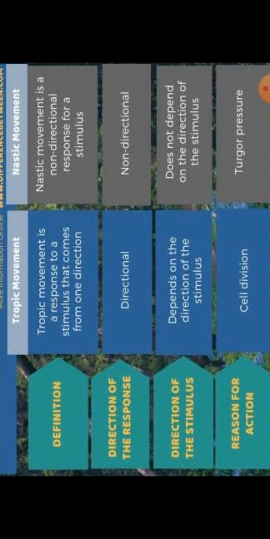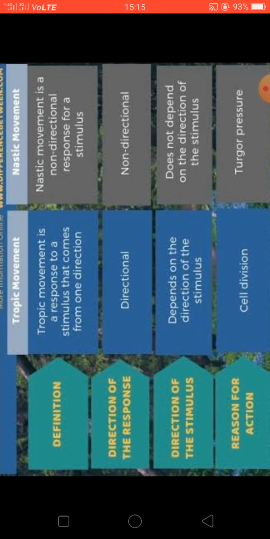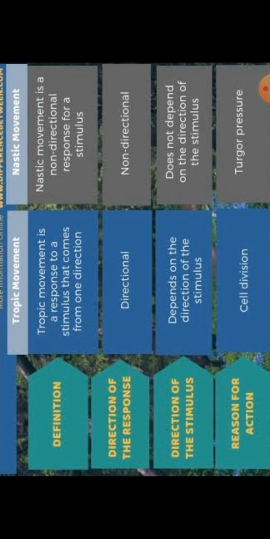Now next is the direction of the response. So trophic movement is directional and nastic movement is non-directional. Trophic movement depends on the direction of the stimulus, nastic movement does not depend on the direction of the stimulus. That also we have discussed. Trophic movements always show response where the stimulus is present, in that direction only. But here the direction of the stimulus is not important. They show response but without showing it in the direction of the stimulus.